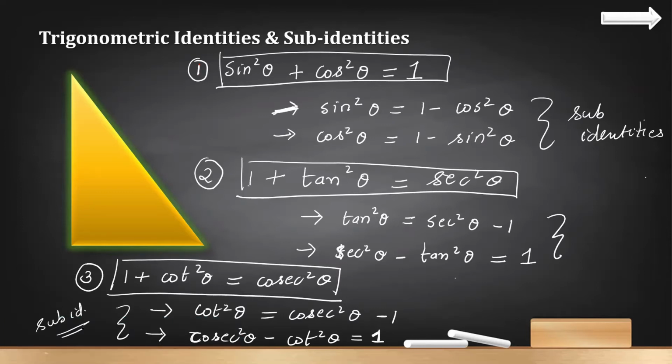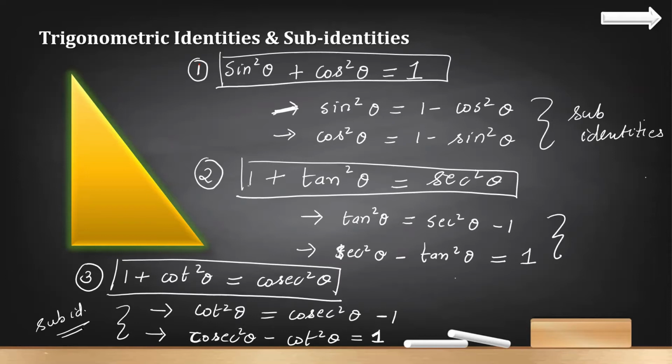Number 1, sine square theta plus cos square theta equal to 1. Number 2, 1 plus tan square theta is equal to sec square theta. Number 3, 1 plus cot square theta equal to cosec square theta. Now it is very important for all of you to learn these identities by heart. Otherwise, you won't be able to solve any of the questions that we are going to do after this, right?